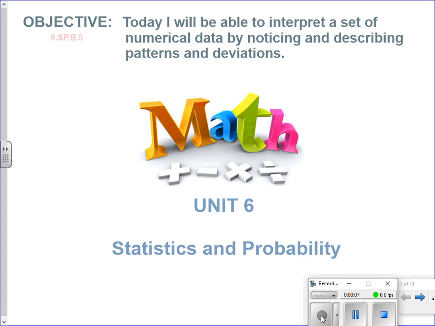We're continuing our unit on statistics and probability, specifically Common Core Standard 6.SP.B.5, which is 6th grade statistics and probability, Common Core Standard B5. We're going to interpret a set of numerical data and describe patterns and deviations. Data analysis is really important in today's world. Employees have to understand and use data in many careers, and we use data to make choices as we buy products and make healthcare decisions.